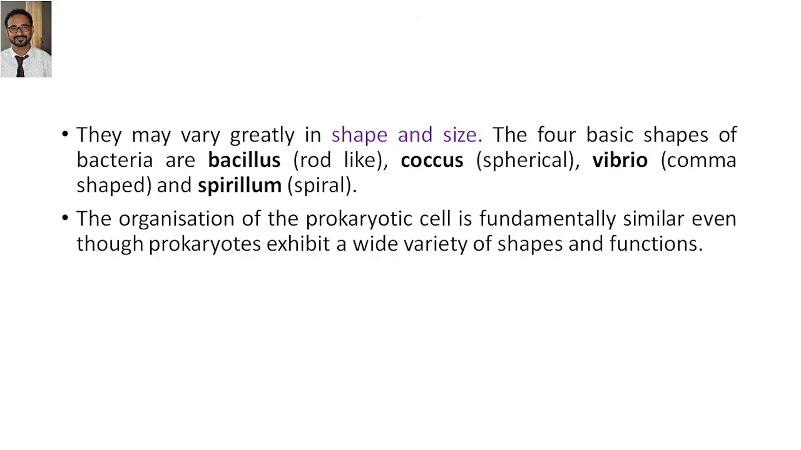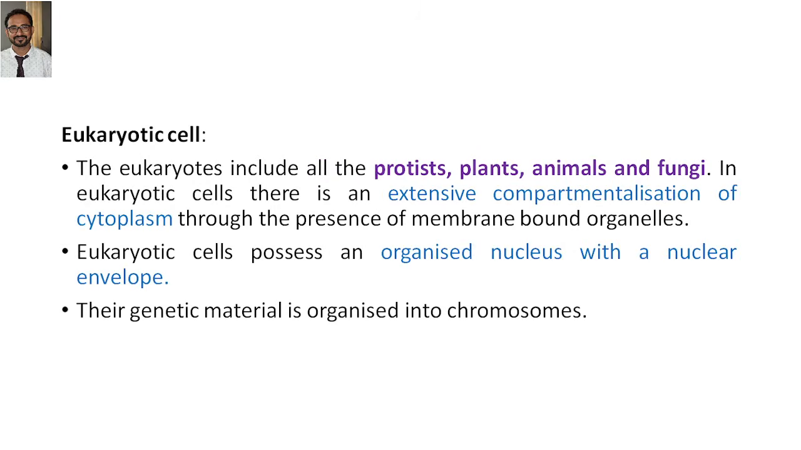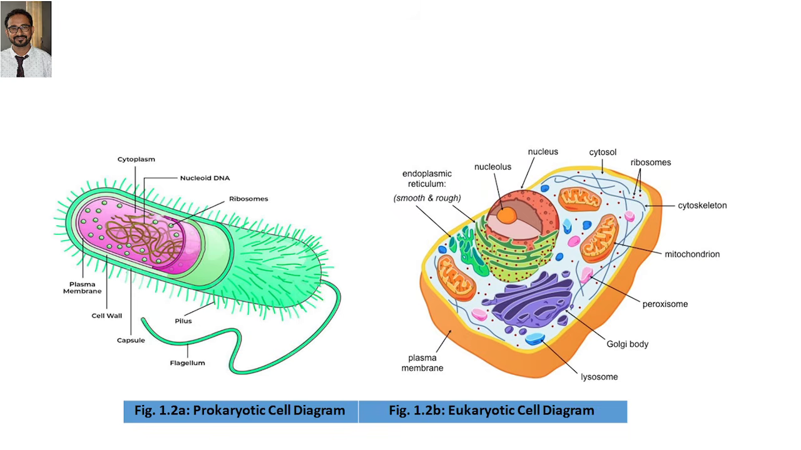The organization of prokaryotic cells is fundamentally similar, even though prokaryotes exhibit a wide variety of shapes and functions. Now eukaryotic cells, examples include protists, plants, animals, and fungi. In eukaryotic cells there is extensive compartmentalization of the cytoplasm, meaning highly organized, through the presence of membrane-bound organelles. Eukaryotic cells possess an organized nucleus with a nuclear envelope, and their genetic material is organized into chromosomes. All these things come under cytoplasm.